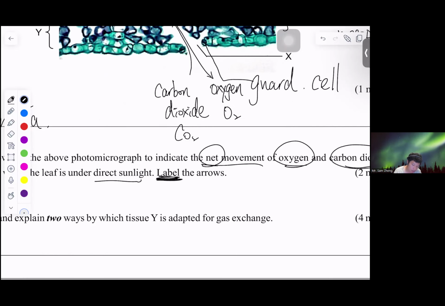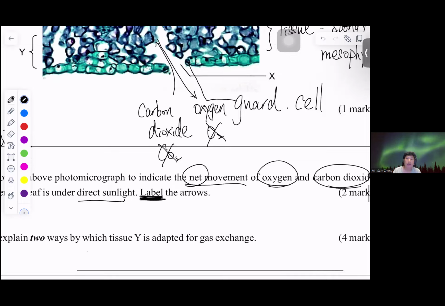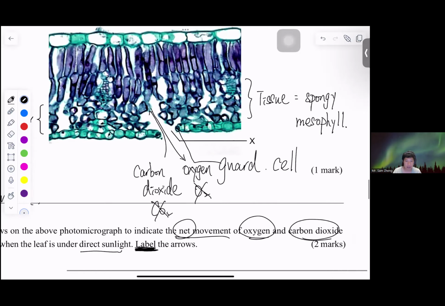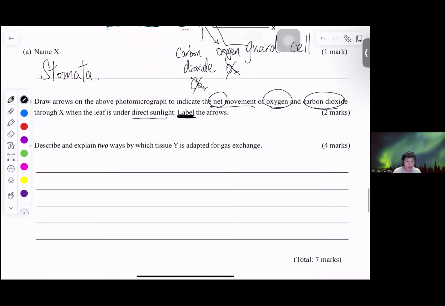Because the term here is label. As it shows you the term label, in this case we cannot use the term chemical formula, because in biology, when we do any labeling, it is a must for us to write down the full name. So if you write down the chemical formula of carbon dioxide and oxygen, sorry, no mark will be given.